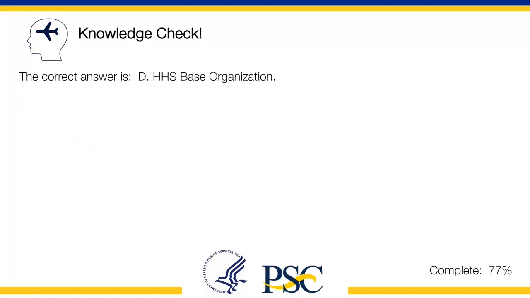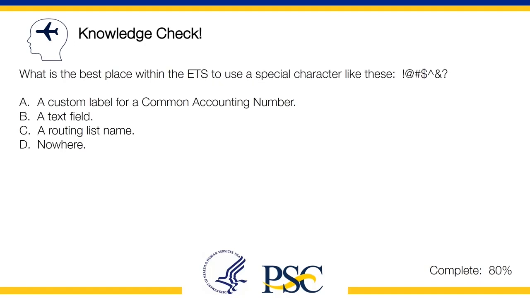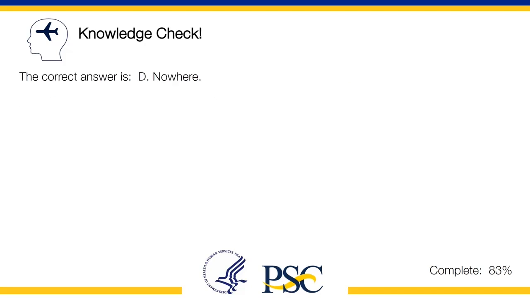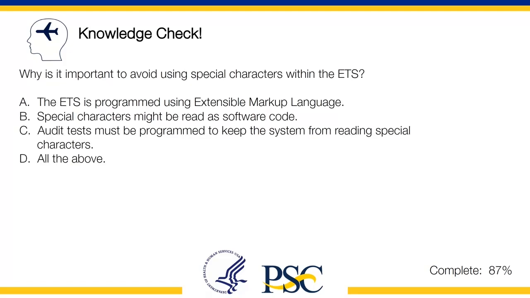HHS Base Organization. What is the best place within the ETS to use a special character like these? Exclamation point, @, pound sign, $, caret, ampersand, and question mark. A. A custom label for a common accounting number. B. A text field. C. A routing list name. D. Nowhere. Pause the video, consider your response, and then resume to learn the answer. The correct answer is D. Nowhere.